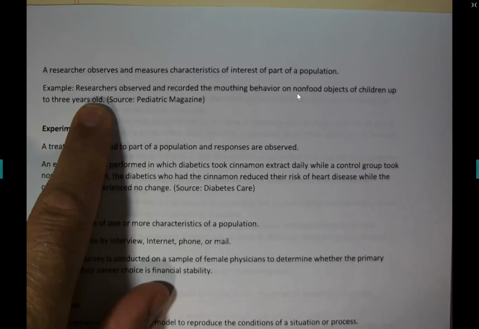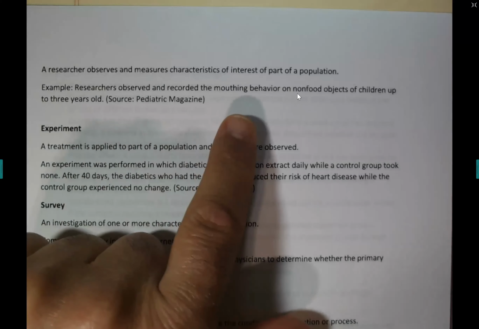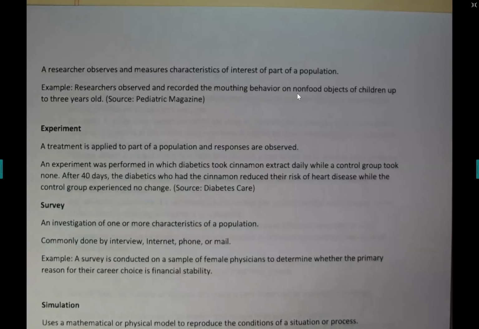Researchers observed and recorded the mouthing behavior on non-food objects of children up to 3 years old. So they want to monitor how children react to plastic non-food objects. When they put them in their mouth, what do they do with them? They just watch them and take notes. You don't interfere. You don't ask questions there. That's the first way to do it. They spit it out.